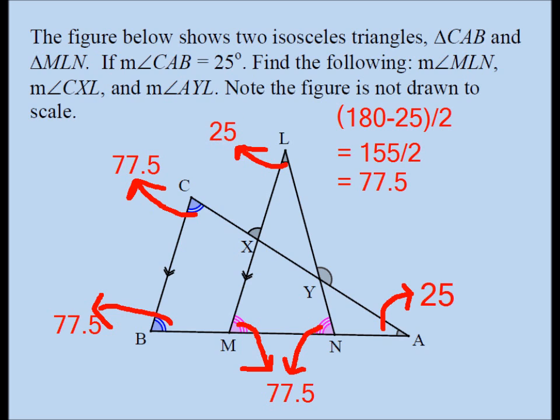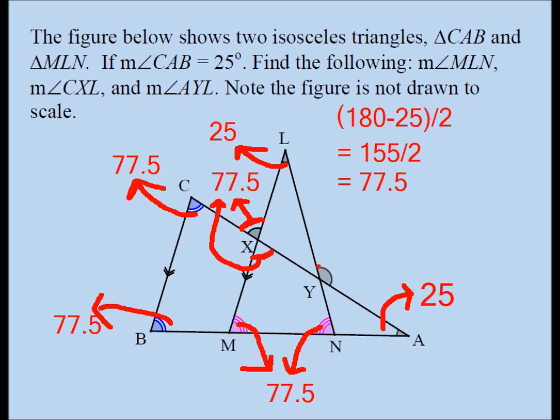And we found one of the three angles that we had to find, MLN, is 25. Now we need to know these two angles. If this is 77.5, line segment LM is parallel to line segment BC, so this has to be 77.5 as well. And this angle, which is 77.5, is vertical to this angle, so this has to be 77.5 as well. So I'm going to label it nicely here. This is 77.5, and so is this.